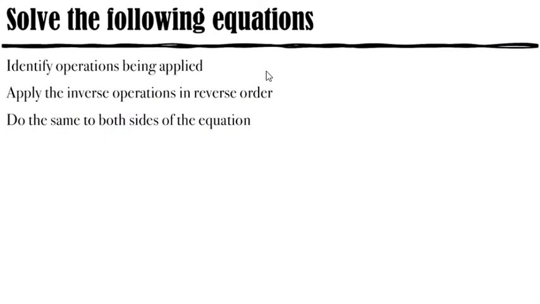Hello everyone, in this video we'll look at how we can use balancing equations to help us solve for an unknown. So I have two equations here, 5n + 4 = 34 and (e + 5)/3 = 11.